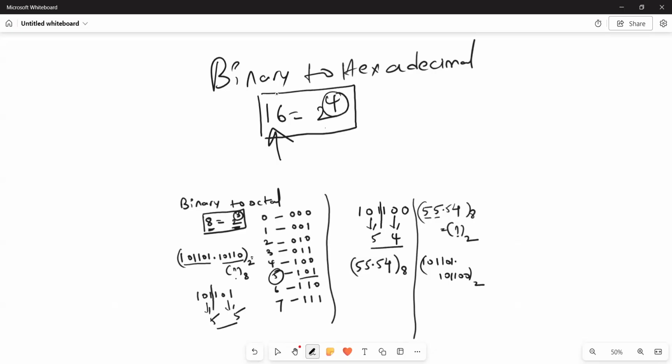Okay. So there is a table here. I'm going to show. Up to 0 to 9, decimal numbers and hexadecimal numbers are the same. You have to follow this table.